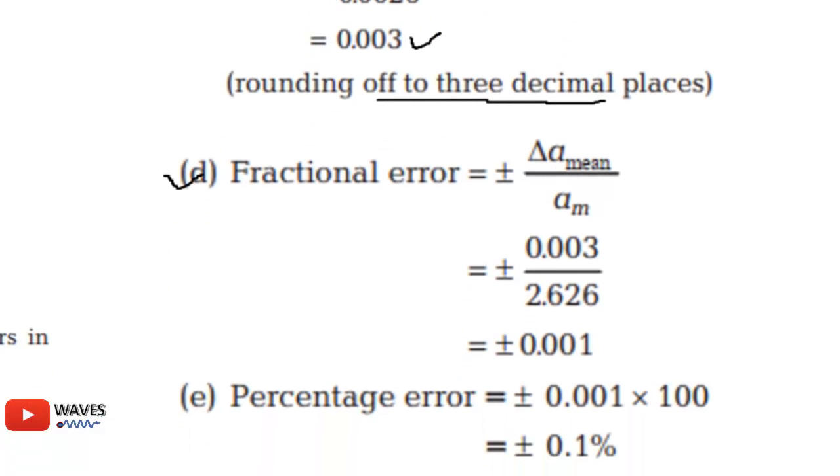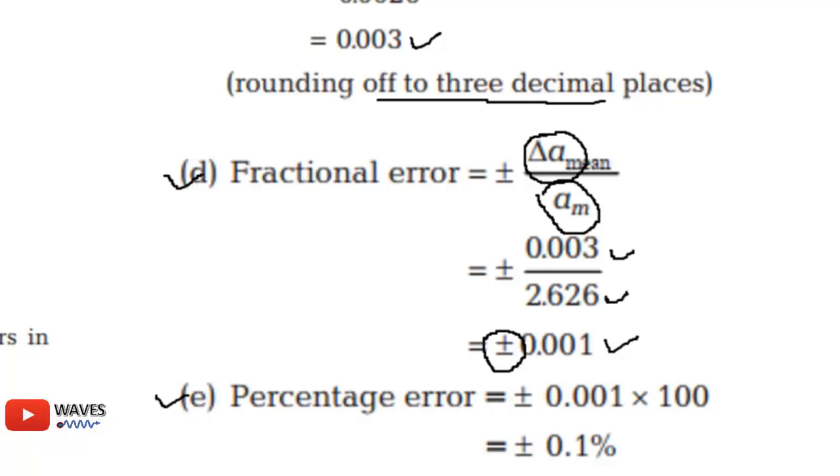Okay, next, fractional error. Please note this is important, we'll use it later. In the fractional error we take the mean absolute error and divide it by the mean value of the diameter. So we have the mean value and the mean absolute error, and then finally we get the fractional error, which is plus minus 0.001. Now it's important to remember that when you are writing down any kind of error, the plus minus sign plays a very important role, because it talks about the tolerance. It can be plus of that or minus of that added to the original value. We'll see that now, because we're talking about percentage error.